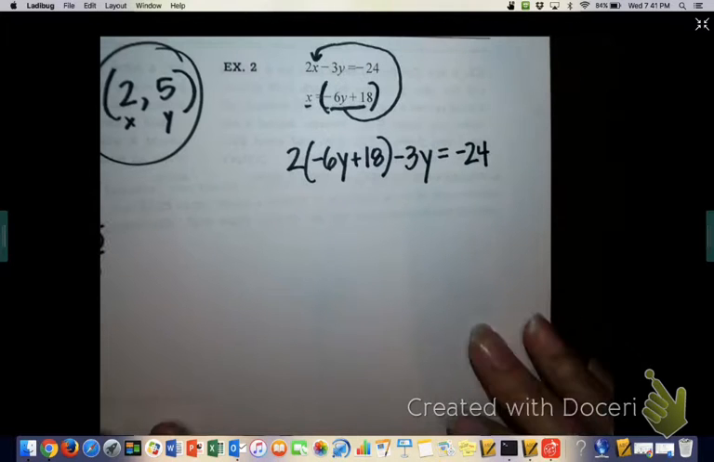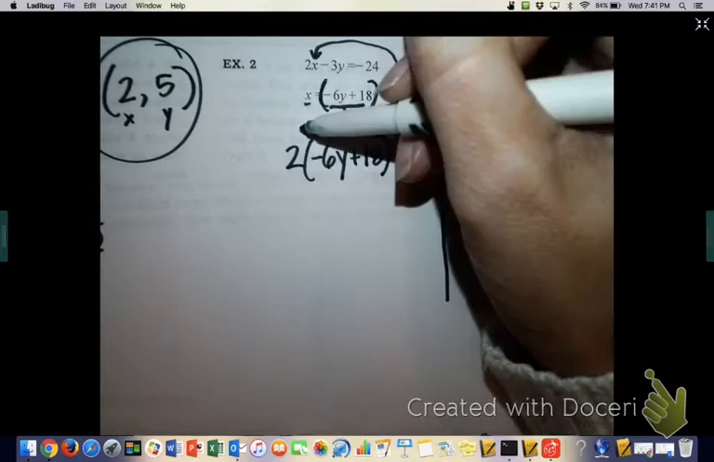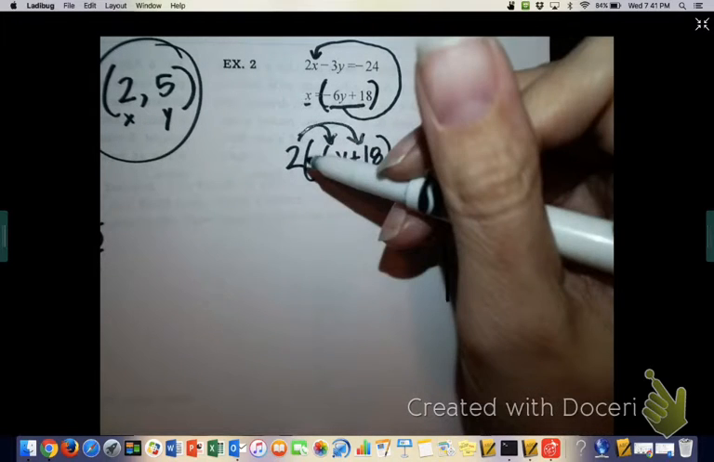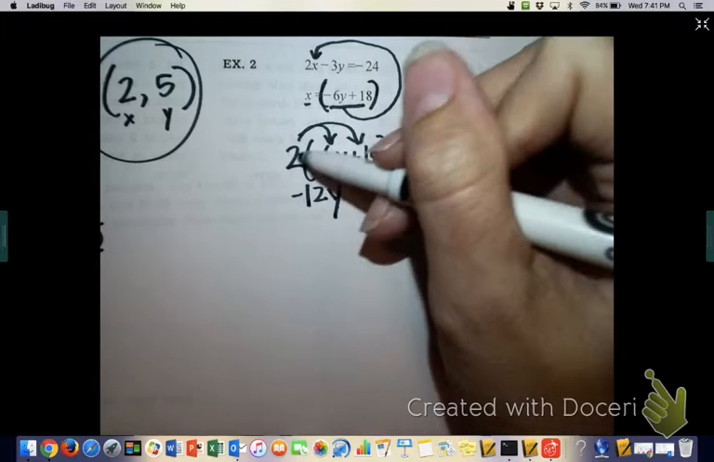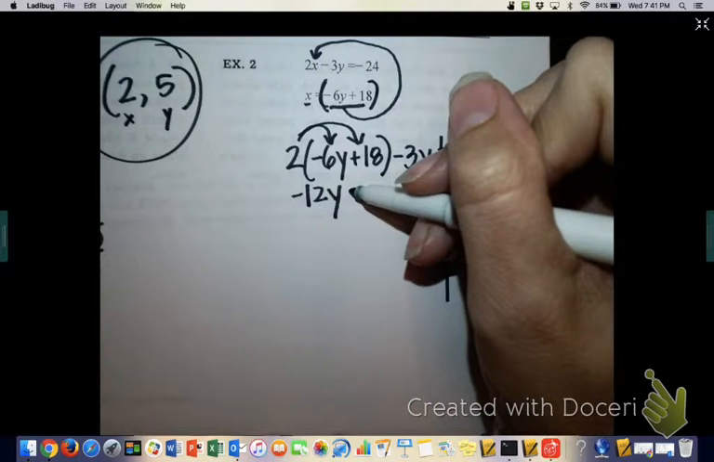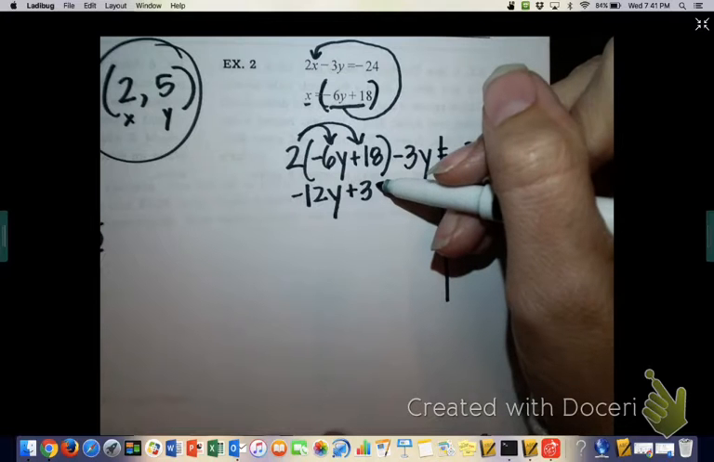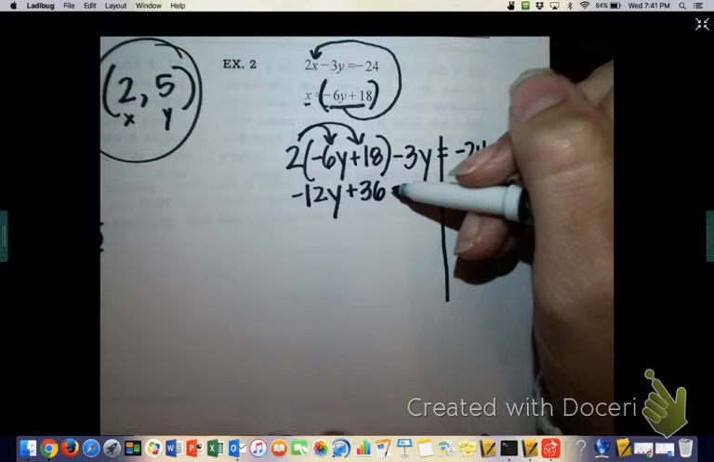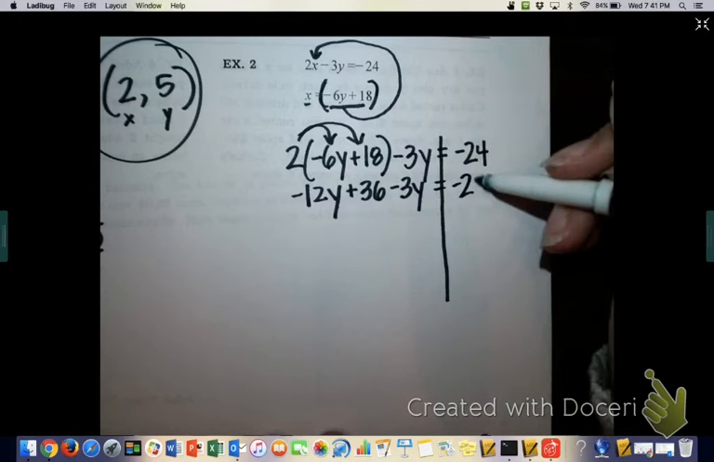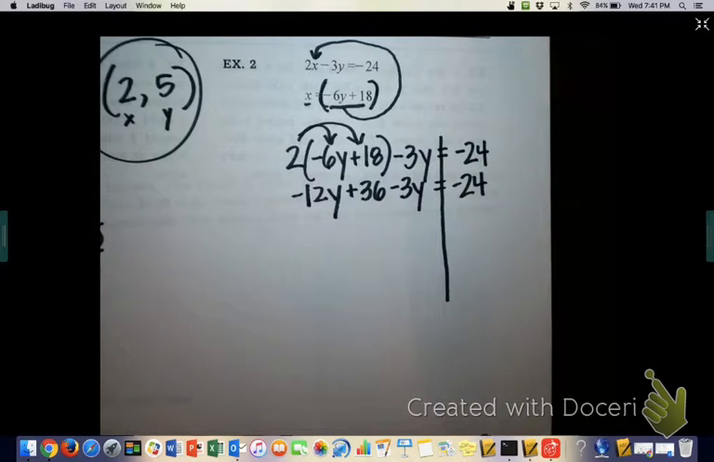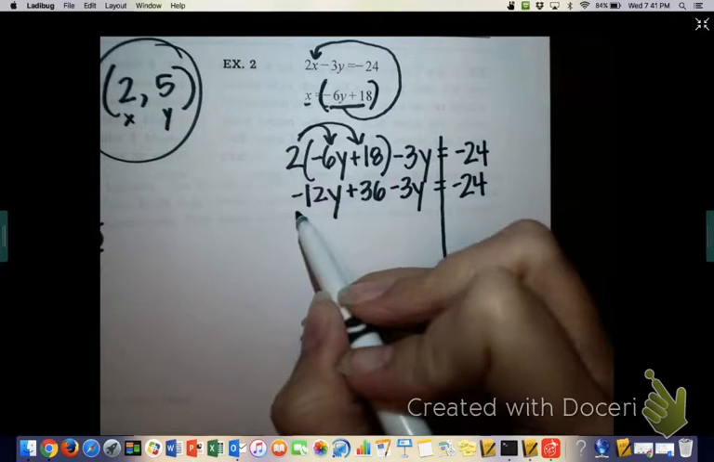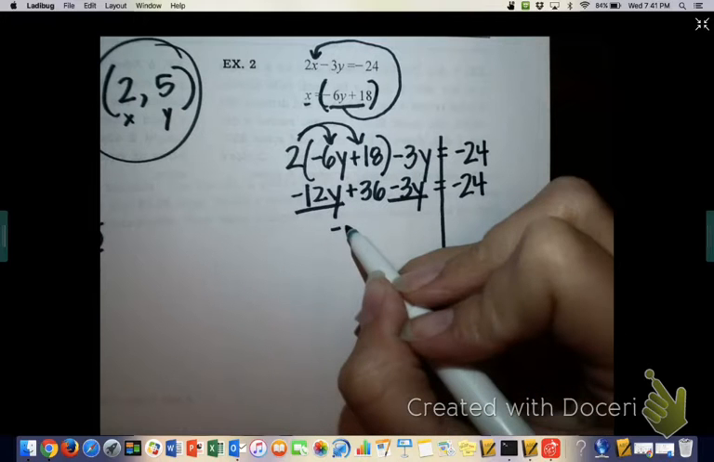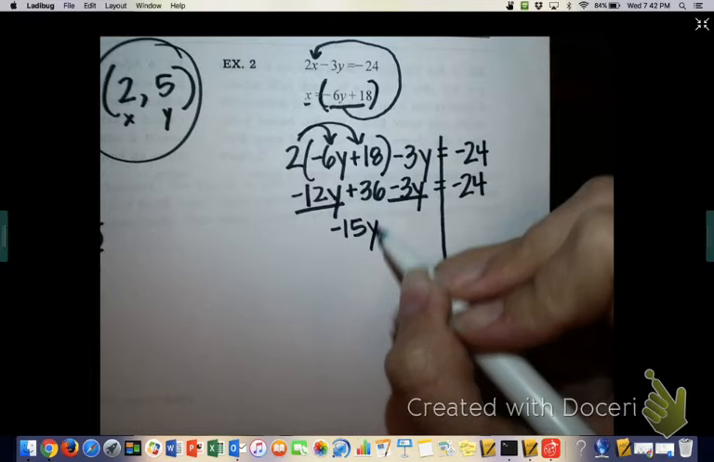All right, so I'm just going to solve the equation like I normally would. Distribute. That would be negative 12y. I don't know what 18 times 2 is. Is it 36? I think. Bring down your minus 3y. Okay, so then we're going to combine like terms. Negative 12y and negative 3y is negative 15y. Bring down plus 36.